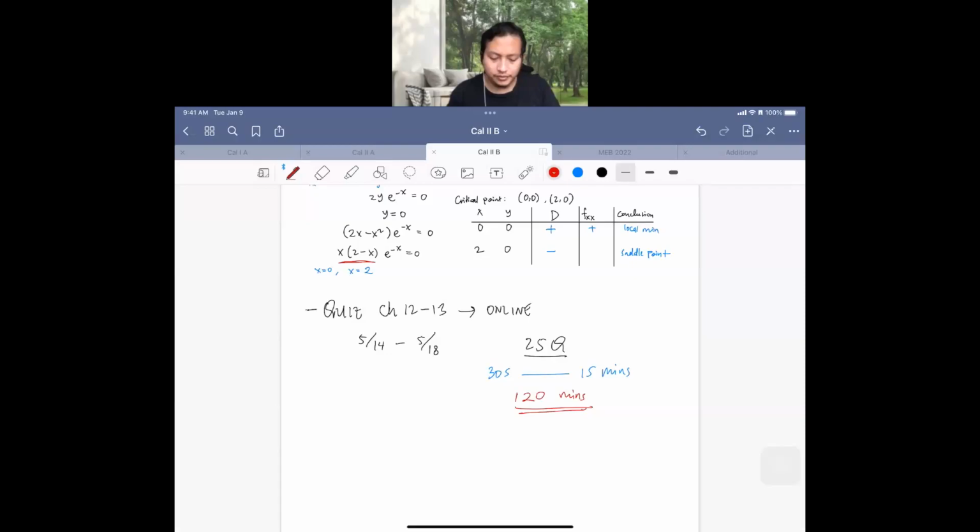Okay, so each question has a different time limit. You need to be aware of that. There are two types of questions: multiple choice and fill in the blank. Okay, that's for the quiz.